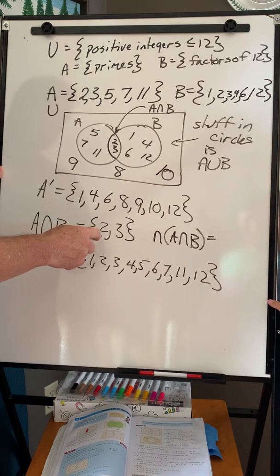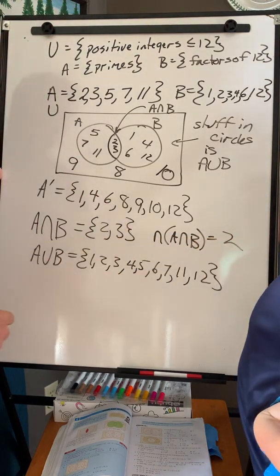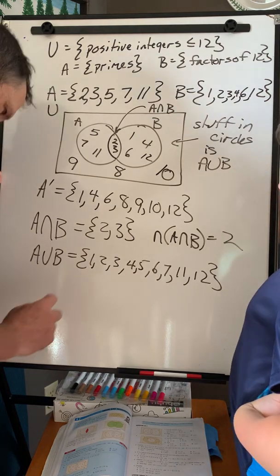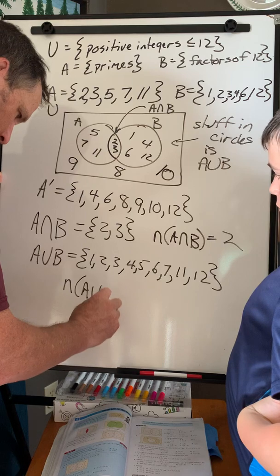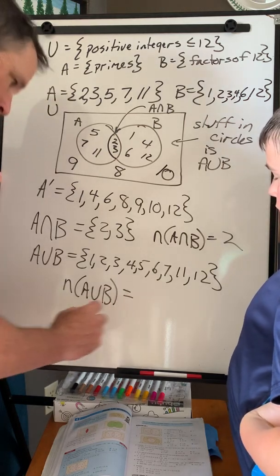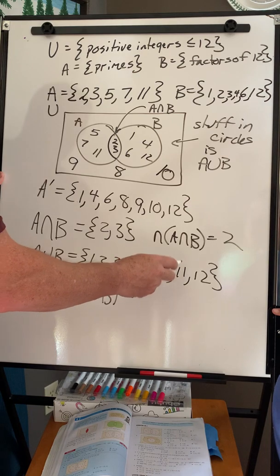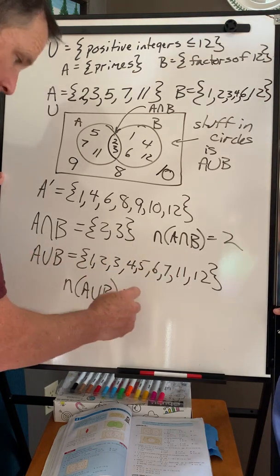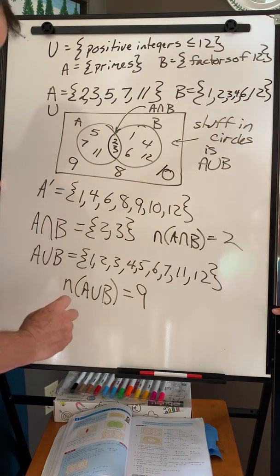Ready? 2 and 3. So how many numbers is that? 2. That was a hard one. Now the number of elements in A union B. 10. Oh, 9. I hope you guys are all getting this at home.